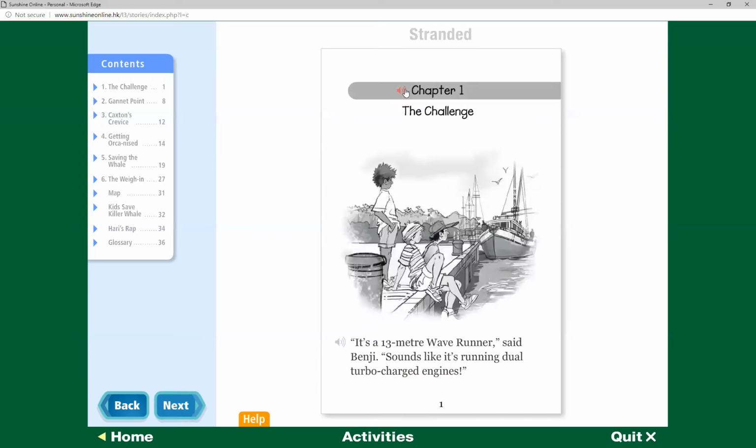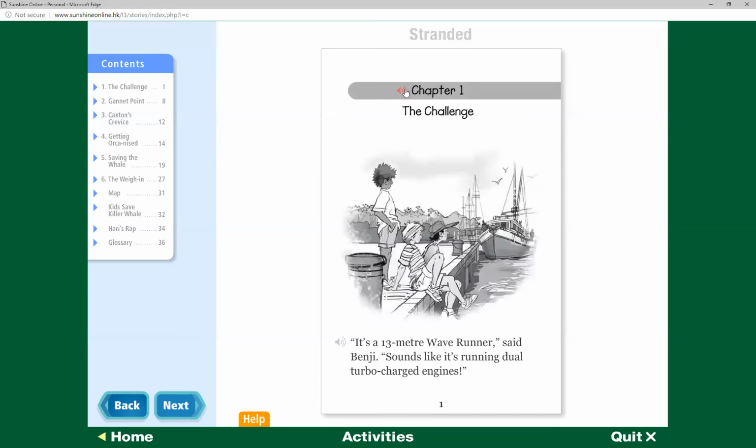Chapter 1. The Challenge. It's a 13-metre wave runner, said Benji. Sounds like it's running dual turbocharged engines. To me, it was just a big fishing boat pulling into the wharf. I looked up from my book and nodded. Perfect for chasing tuna, added Benji. Yes, Carlo said. Nice name, too. Cost a lot of $1. Must be Spanish, I said.